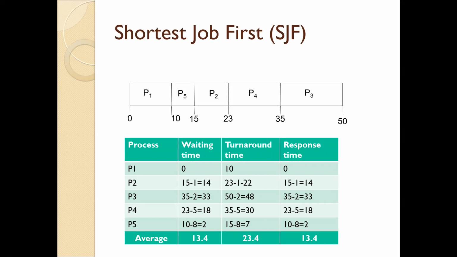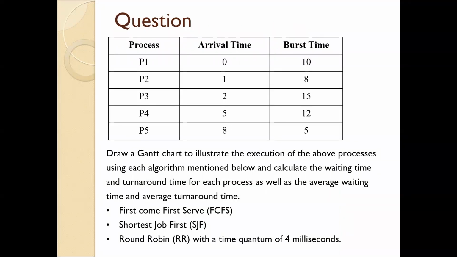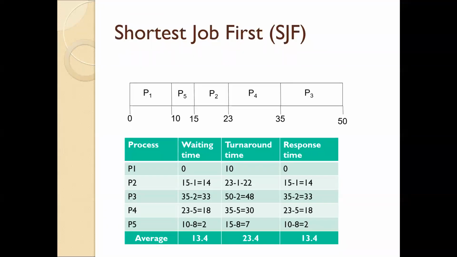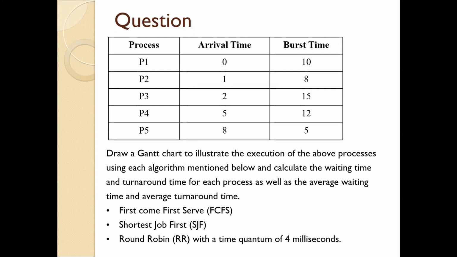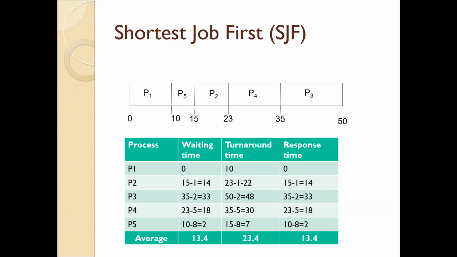So at 10 milliseconds, we have P2, P3, P4, P5. So all the processes have arrived in the ready queue at 10 milliseconds, right? Then out of that, we have to select the shortest job between P2, P3, P4, and P5. P5 is the shortest because its burst time is the shortest. So next, P5 goes from 10 milliseconds to 15 milliseconds.